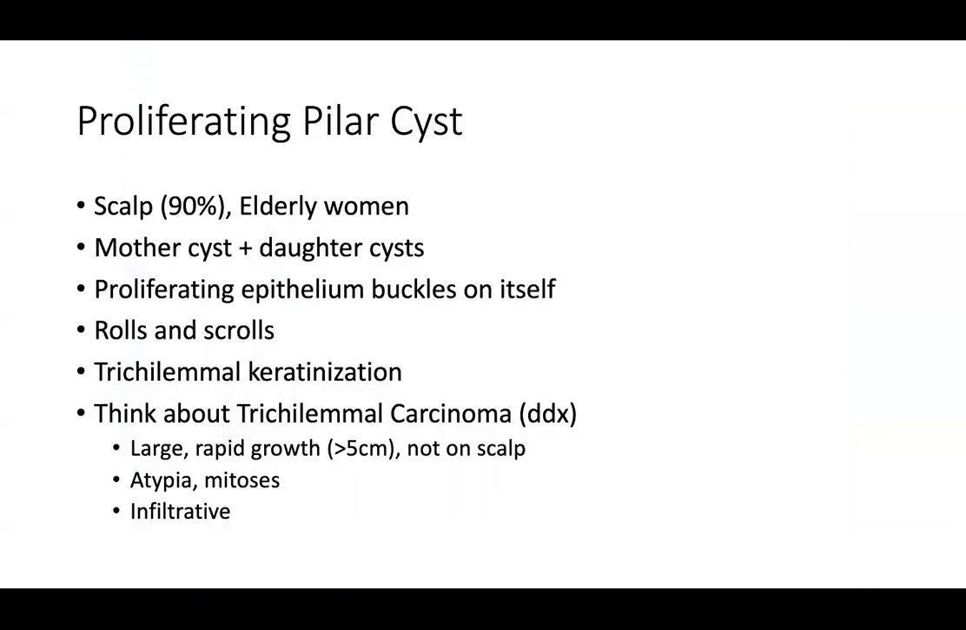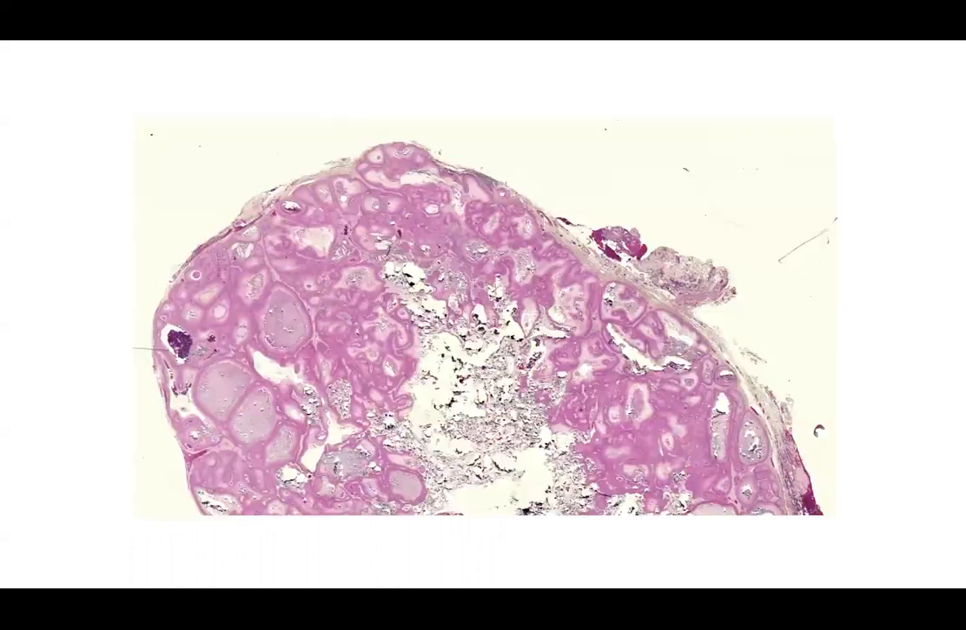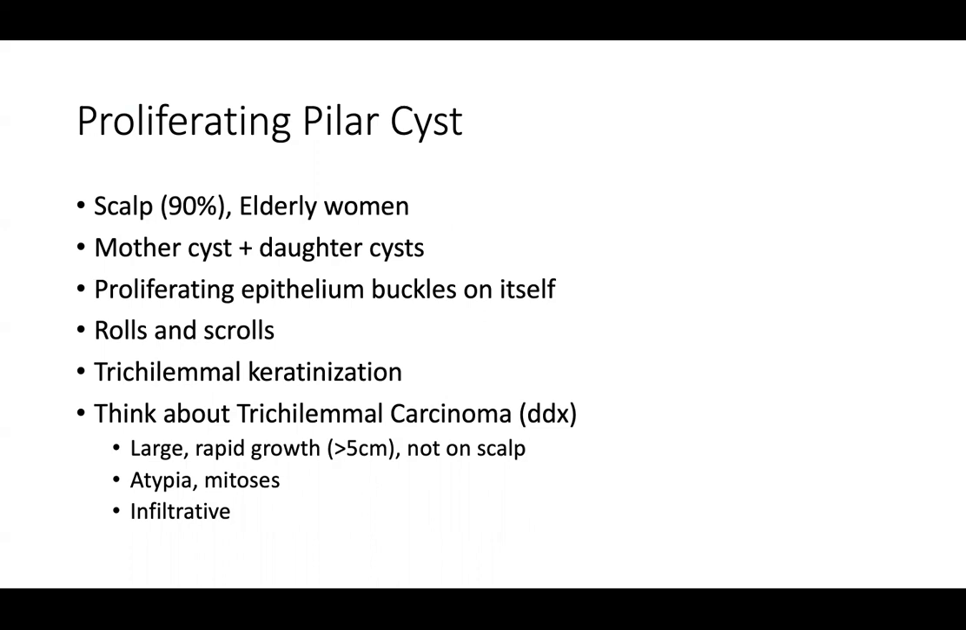Proliferating pilar cyst, on the other hand, these often occur on the scalp, usually in 90%, often in elderly patients, women more than men. It's like a large, well-circumscribed cyst or a mother cyst with many daughter cysts inside. It's so-called rolls and scrolls architecture, which you can see here. There's proliferating epithelium, which buckles in on itself. There's a lot of tricholemmal keratinization. Again, that's why it's a proliferating pilar cyst. And you do have to entertain that you might be dealing with a tricholemmal carcinoma.